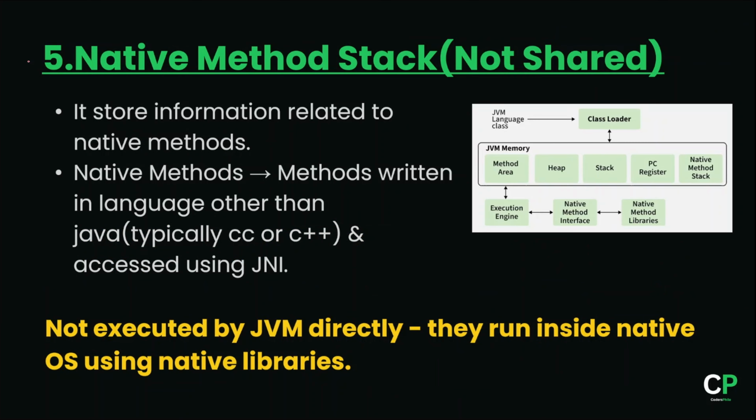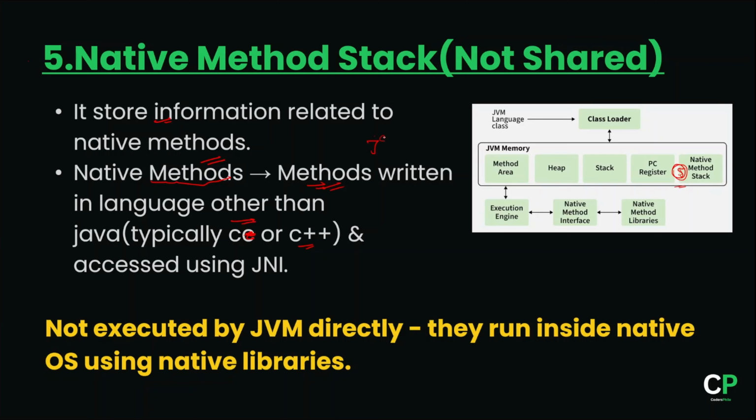Now the next one, the fifth, is the native method stack. So what is it? It stores the information related to the native methods. What are native methods? They are methods written in a language other than Java, like C or C++. So what does the native method stack store? The native method stack is a stack for the native methods.